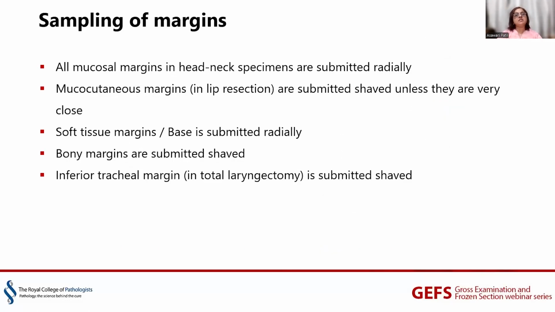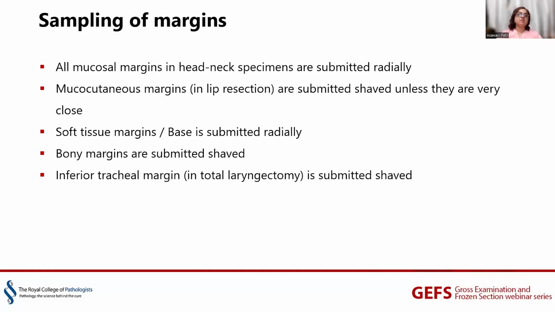So how are the margins sampled in a head and neck specimen? All mucosal margins are submitted radially. When it comes to the mucocutaneous margin, when the lip is included, they are almost always shaved to include most of this area. But sometimes the tumor can be close to the margin. In that case, the closest mucosal or skin cut margin we have to give separately. Now, if there are soft tissue margins, like the lateral soft tissue margin for buccal mucosa when skin is not included, that has to be submitted radially.